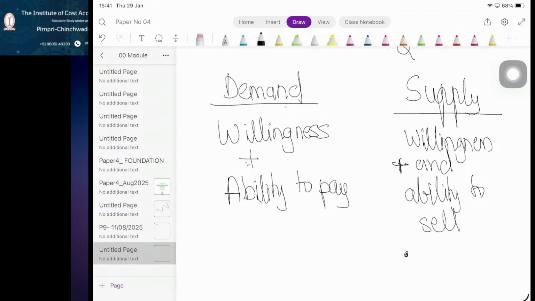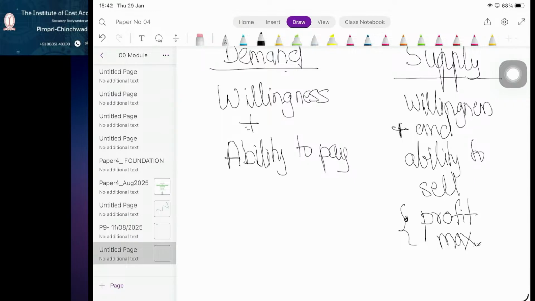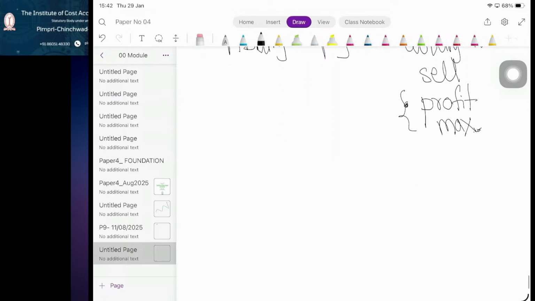the motivation for supply is profit maximization. Okay, we say that all the suppliers are trying to maximize profit, and because of that they are willing to supply more at any given price. Okay, so let us write the law of supply.